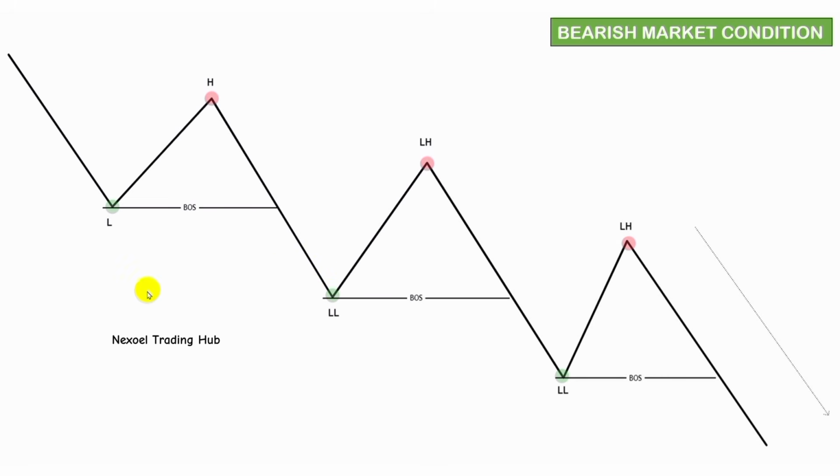The pullback is going to pull back to fill up any form of inefficiencies in the impulsive leg move, to mitigate any form of sponsorship candles, which in a coming episode we're going to look at, along with the institutional order flow. So this is the bearish market condition, creating a series of lower highs and lower lows.